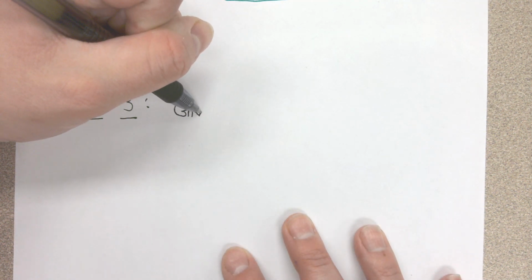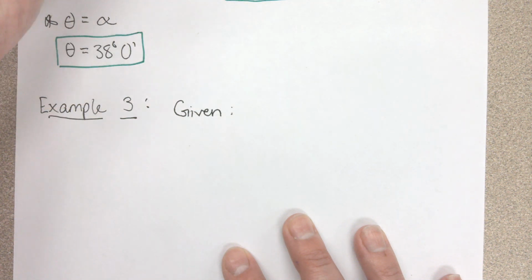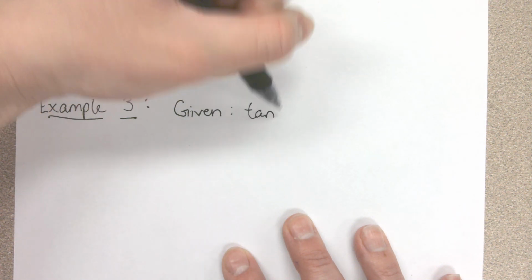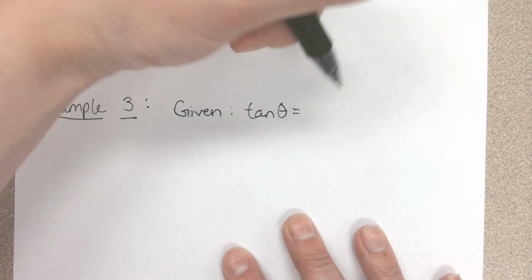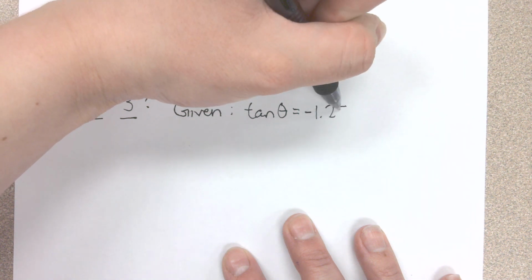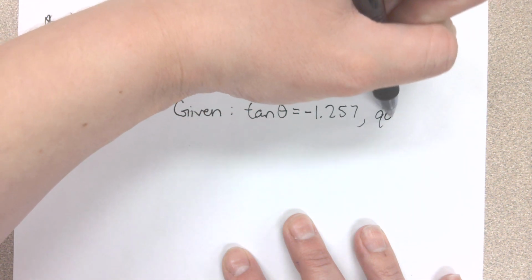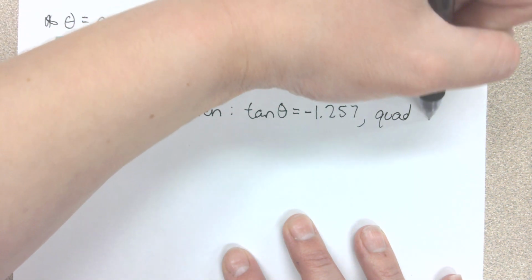We are given tangent of theta is equal to negative 1.257. And let's be in quadrant 4.